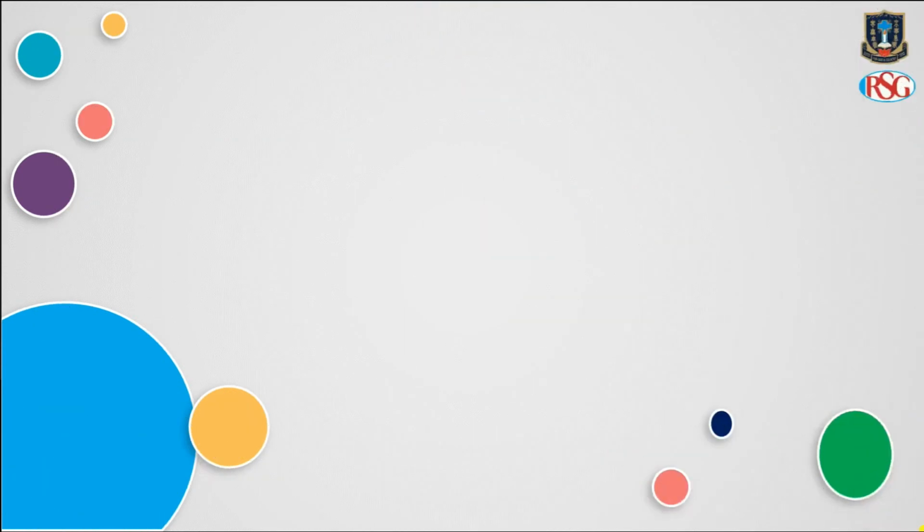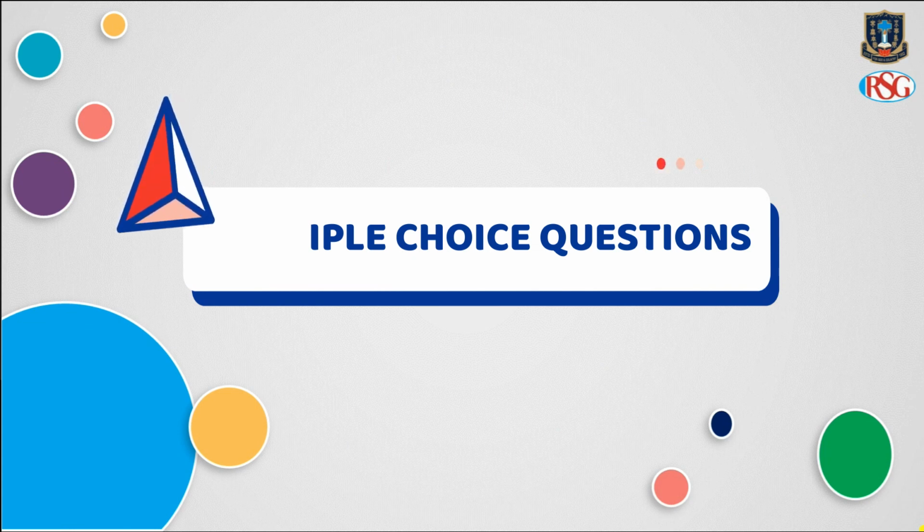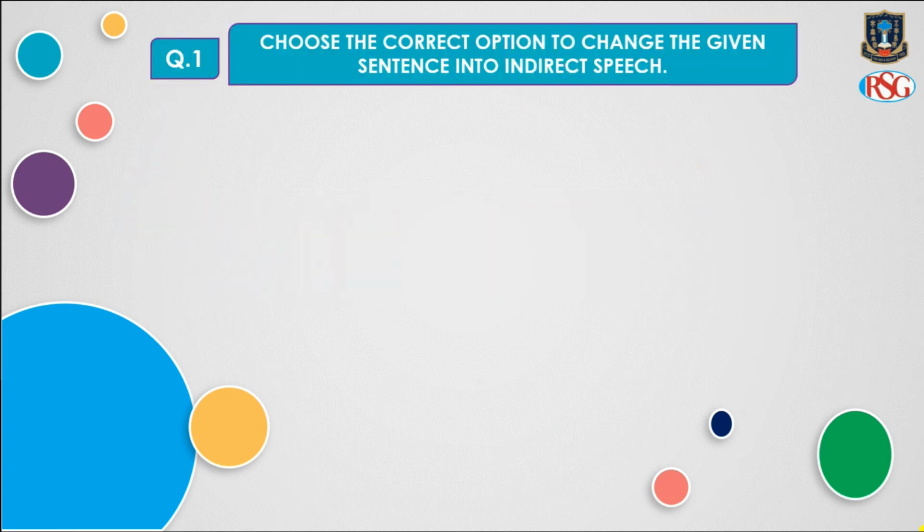The first exercise is an MCQ type, that is, a multiple choice question type. The first question says, choose the correct option to change the given sentence into indirect speech. That means a sentence is given, and the sentence you see on top is in direct speech. You have to change it into indirect speech. Today we are going to do sentences on converting from direct to indirect speech.